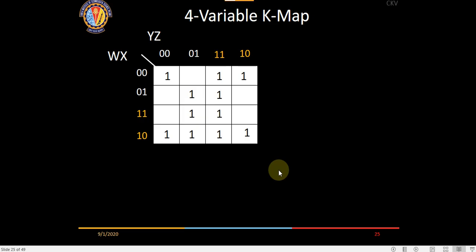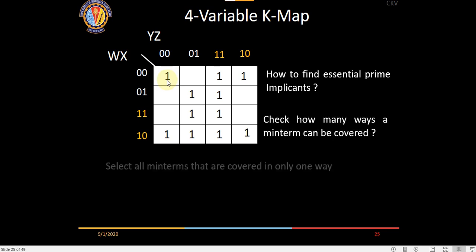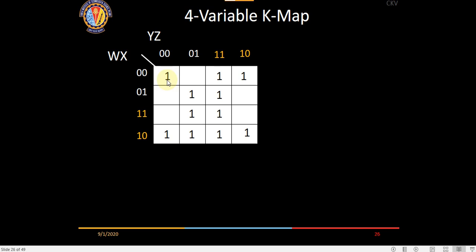Again, we take some more examples so that everything is clear on how to find the essential prime implicants. For that, we'll have to take each element, consider it individually and see. So now we take the first min term. This can be covered only by these 4 groupings.